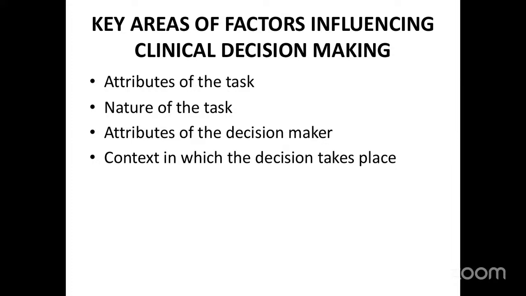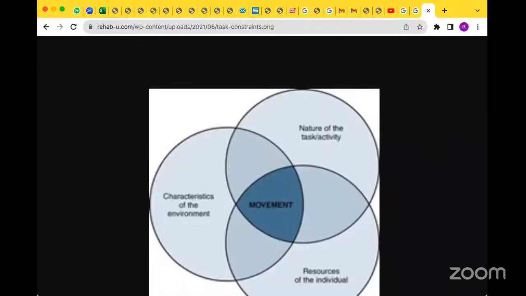Now, if you remember, in neurology, and I think even in orthopedics, let me quickly share this picture, because that will be important in understanding this issue of clinical decision making. They will refer to many things like this. They said characteristics of the environment, nature of the task or the activity to be done, and the individual's characteristics or resources. These three things give rise to movement.